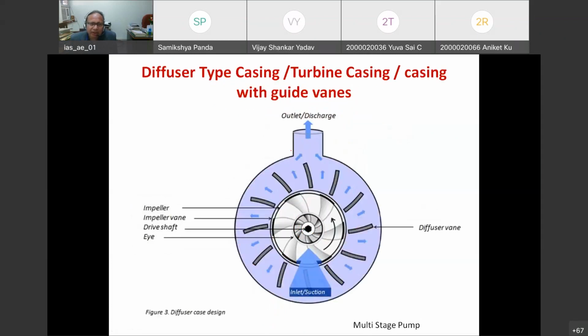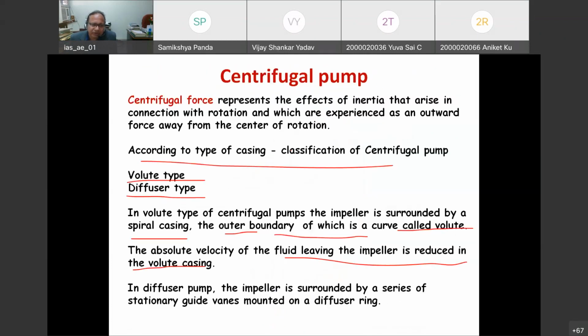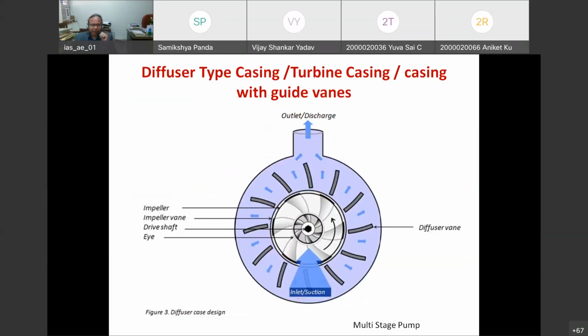But the second type of casing is the diffuser type of casing. This is the diffuser type of pump, you can say. So in this diffuser pump, the impeller is surrounded by a series of stationary guide vanes mounted on the diffuser rings. Try to understand here, this diffuser pump is like this. This is the casing of the diffuser pump.